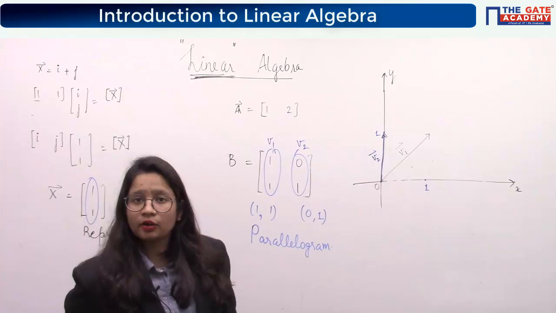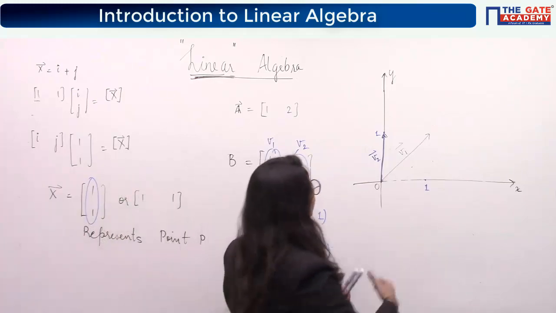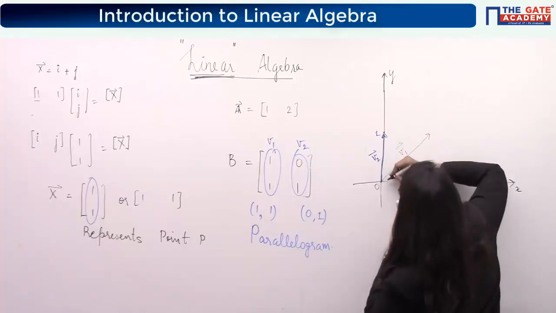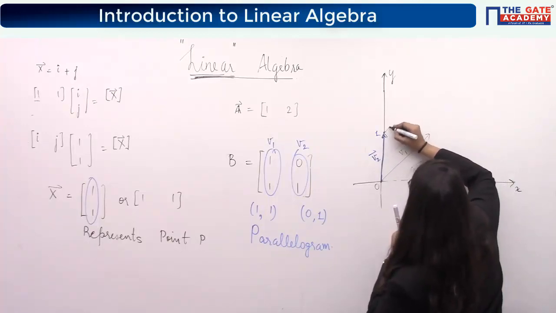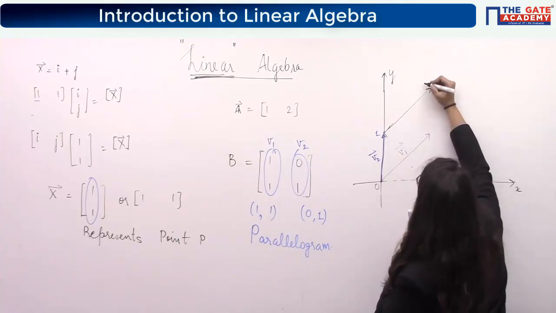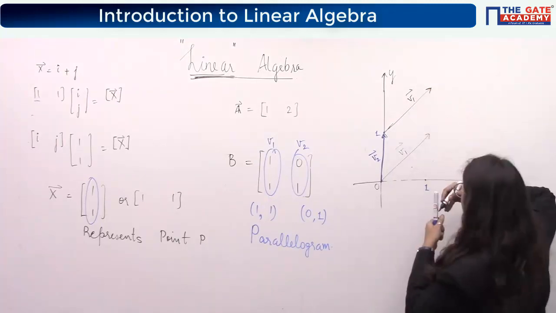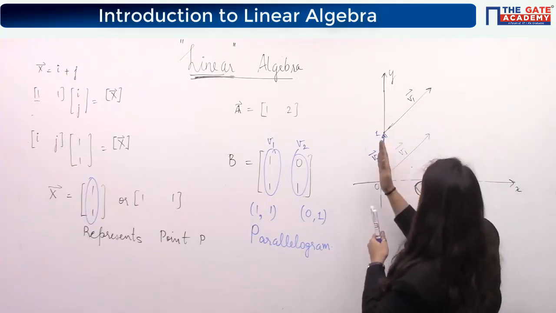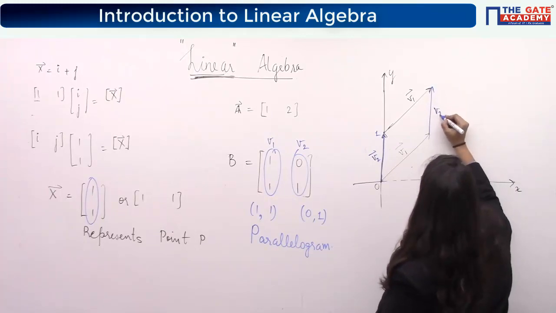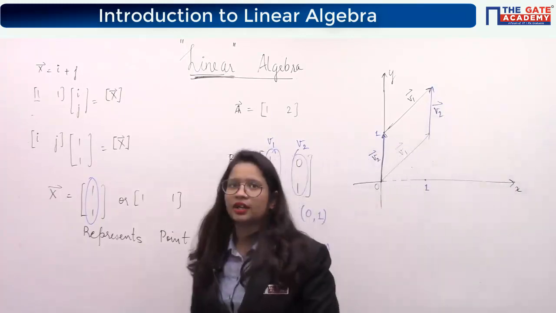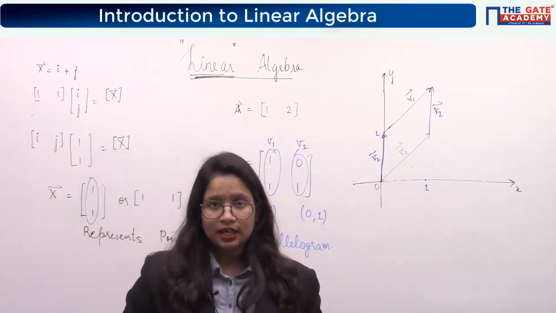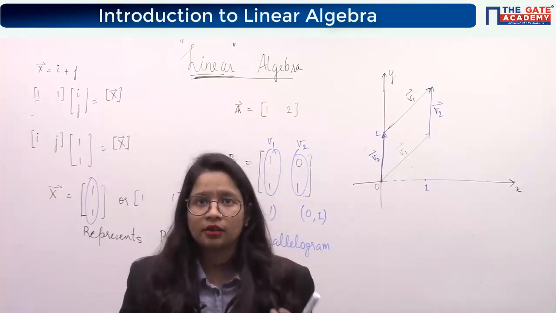How will you get a parallelogram? Because you know that if I displace this vector parallelly, it will represent the same vector. So if I displace this vector parallelly like this, then again it will be v1, and if I displace this v2 vector parallelly like this, then it will be the same vector again. So combining these two vectors is giving you a parallelogram.